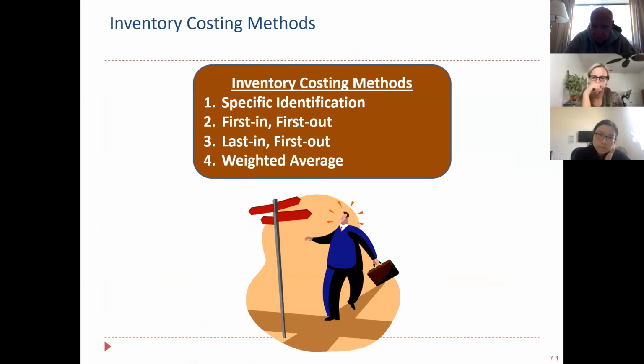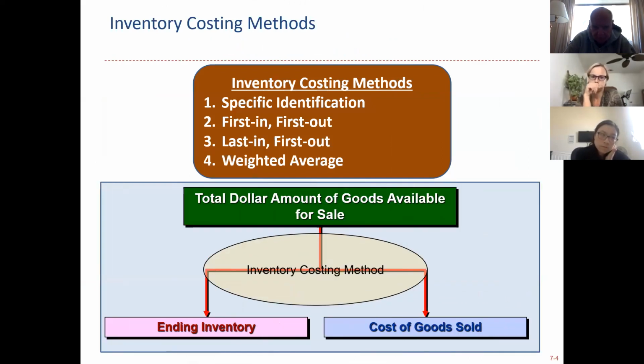Cost principle, these are our four methods. Let me move this guy out of the way. I don't think you can see this, but it's very annoying. Okay.